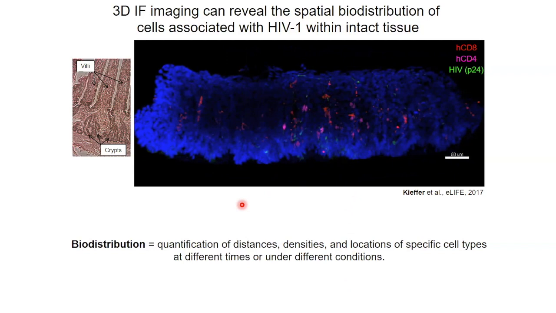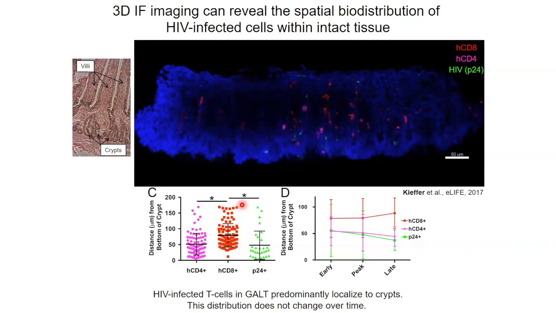And then we can quantify this, and we can look at the distances, the densities, the locations of specific cell types. Is there polarization of infection? Does it change over time? We can query all of these things. And so if we look at the sample again, what you can see here is that we found HIV target cells in magenta are more localized to the bottom third of the villi and into the crypt regions, whereas CD8 positive T cells are more ubiquitously distributed throughout the whole volume.